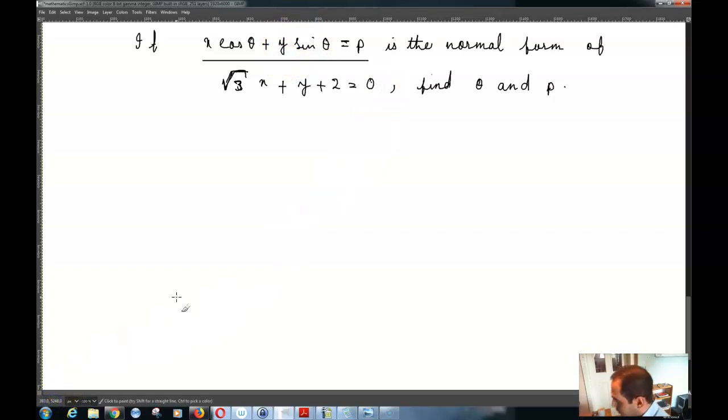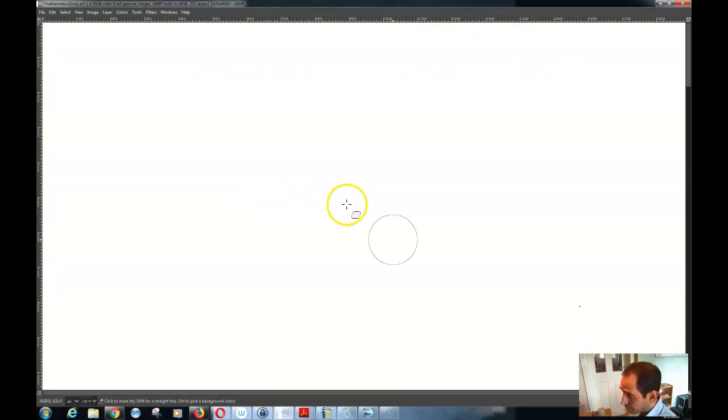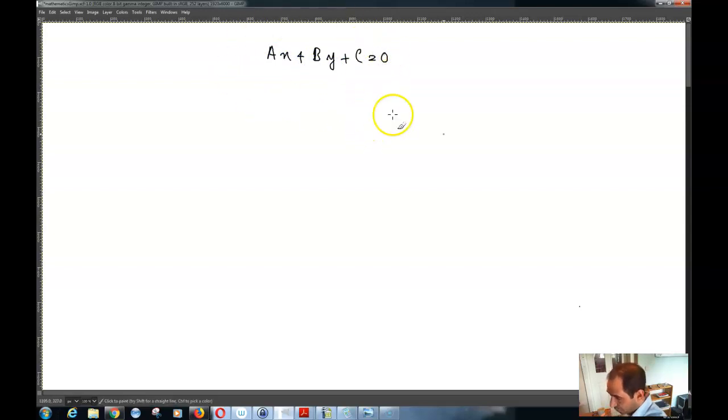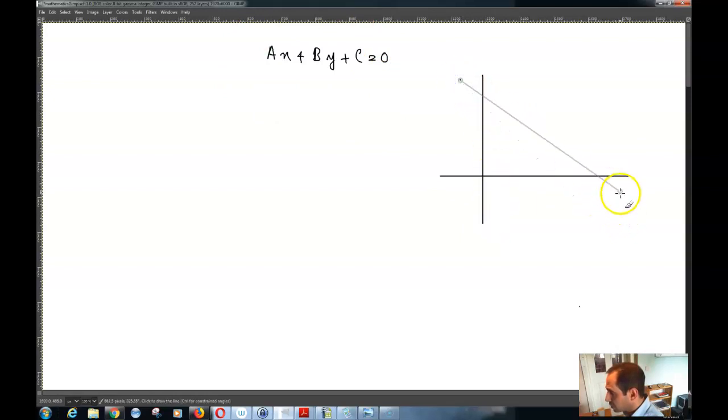Okay, so now the way that you can write this equation in normal form. Okay, so I realized that we needed to go back and repeat a couple of things to understand this normal form. So of course you know the normal form of the equation ax plus by plus c is equal to 0. The normal form of this equation was, we said that, for example, let's say that you have this line over here.